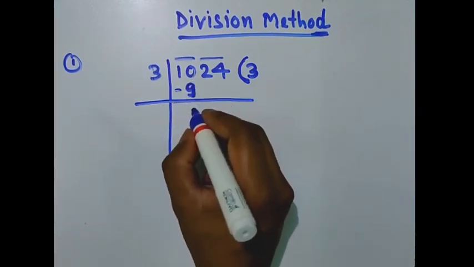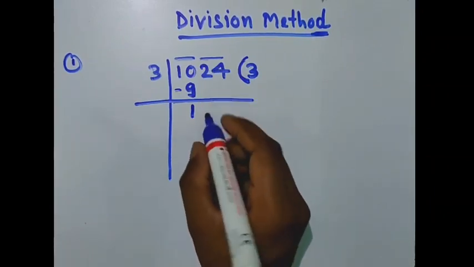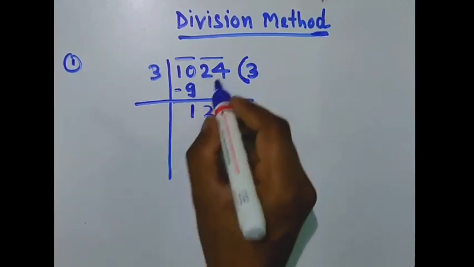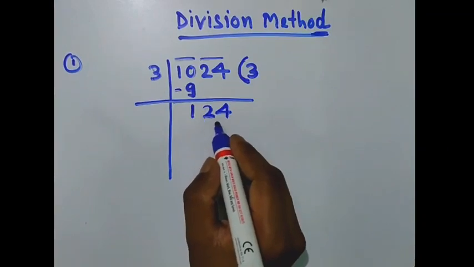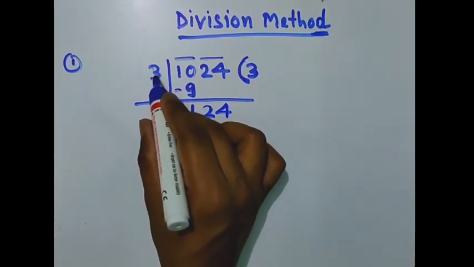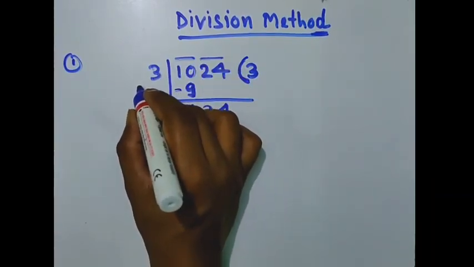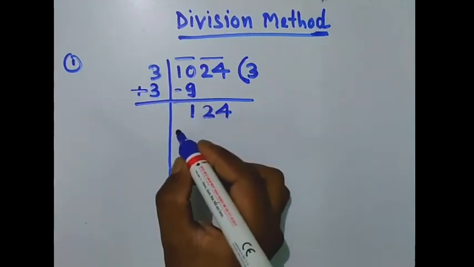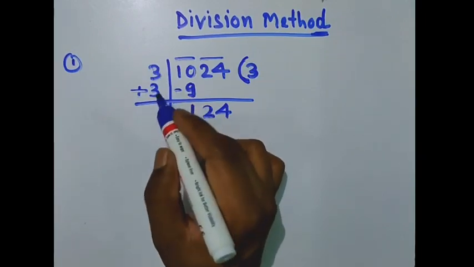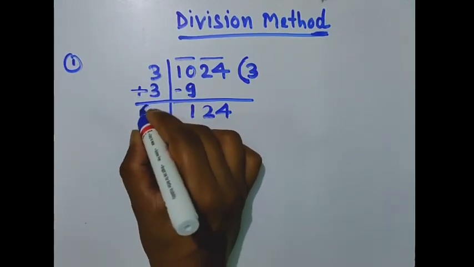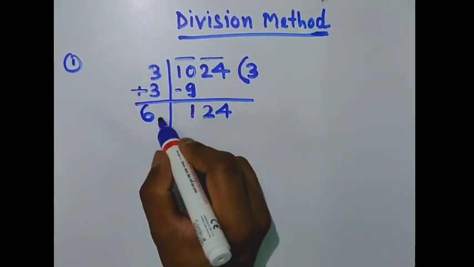So 10 minus 9 gives us 1, and then we'll carry down the next pair, that is 24. Both the digits will come down. So the new number is 124. Now on this side, whatever number I have multiplied here, that very number I am going to add down. So plus 3. Clear? So 3 plus 3 will give us 6. Write it a little to the left because we have to obtain another number in the ones place.